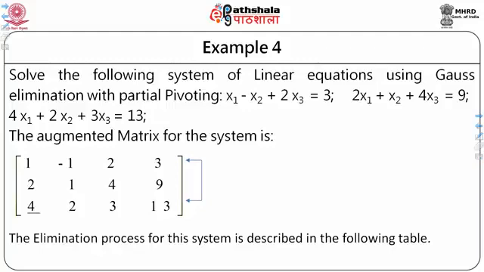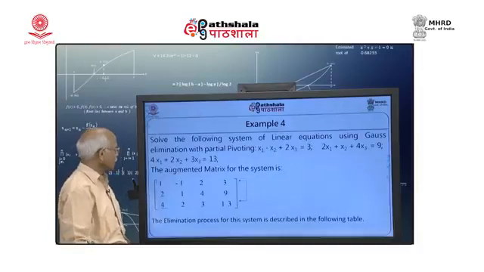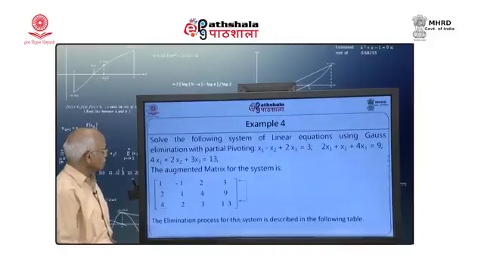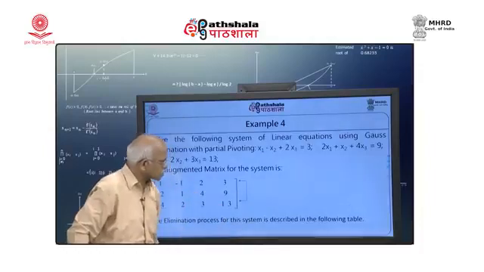Now, again we take example 4, and solve the system of equations: x 1 minus x 2 plus 2 x 3 equal to 3, 2 x 1 plus x 2 plus 4 x 3 equal to 9, and 4 x 1 plus 2 x 2 plus 3 x 3 equal to 13. The augmented matrix for the system is like this. Now, you can see that among 1, 2, 4, 4 is the maximum element in this column. So, I want to take 4 here and 1 there, that is what partial pivoting does. The elimination process for this system is described in the following table.